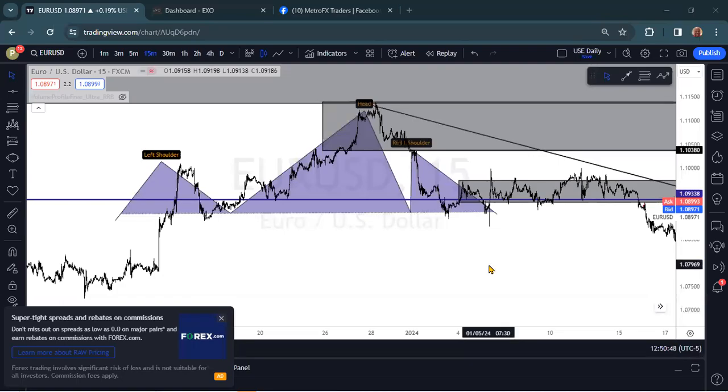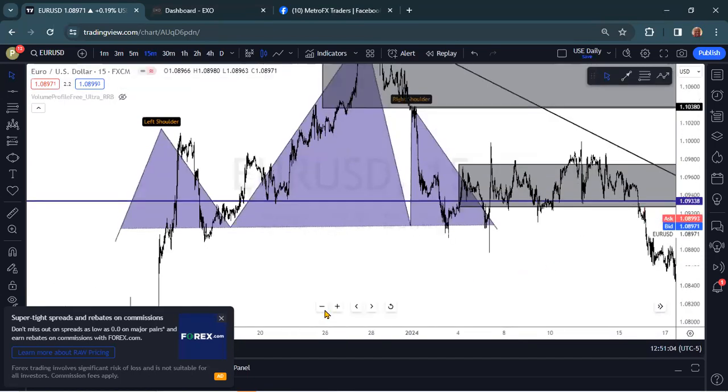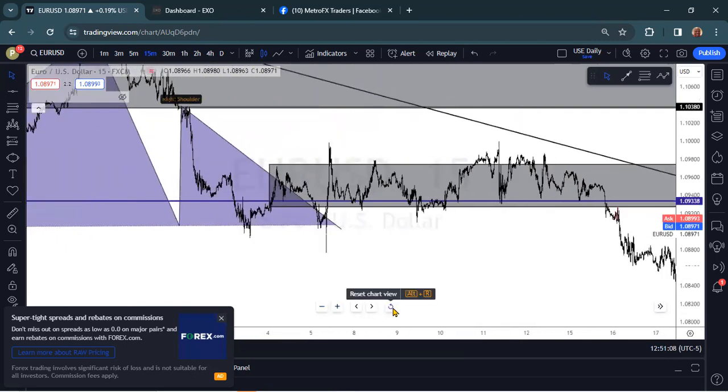Okay, so part two, a continuation of what I was sharing in part one. By doing a top-down analysis, I was able to identify the head and shoulders pattern with a breakout, right? And those two things help me with my analysis.